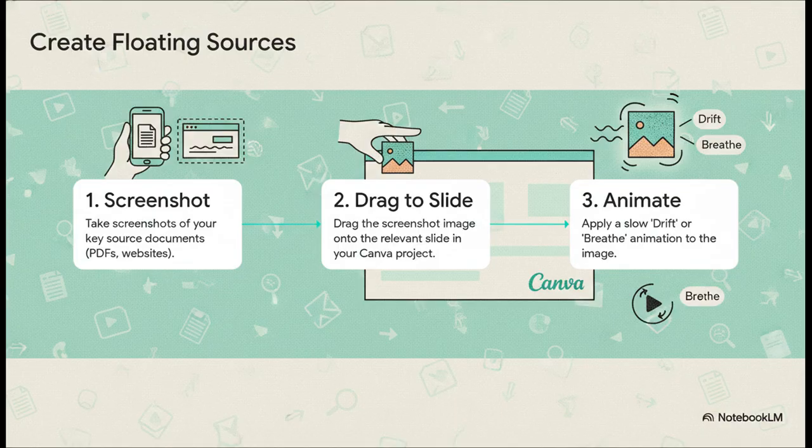And you won't believe how easy this is to do. Seriously, you just take a screenshot of your source, a PDF, a website, whatever, drag that screenshot onto the right slide in Canva, and then apply a slow animation to it, like drift or breathe. That's it. It's such a simple touch, but it adds a massive amount of polish and professionalism.